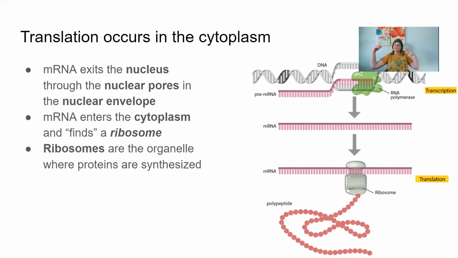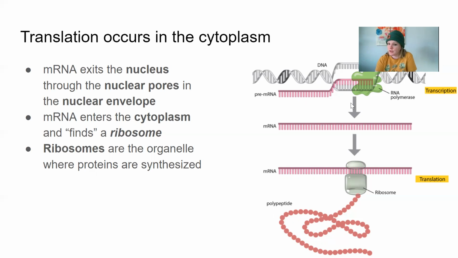So now that we've got our transcribed mRNA molecule, it leaves the nucleus by traveling through one of those nuclear pores, which is a little hole in the nuclear envelope. It goes into the cytoplasm and finds a ribosome. And now we remember that ribosomes are the organelles where proteins are synthesized.